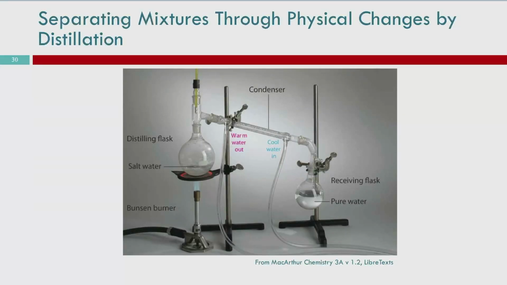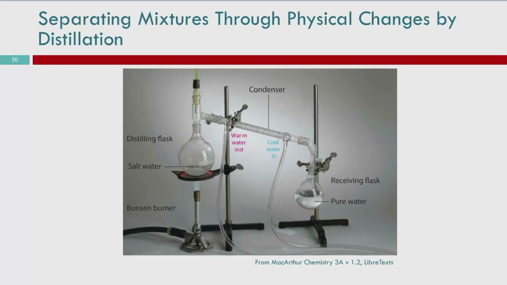Okay, last class we left off. We talked about physical properties, chemical properties, physical changes, chemical changes. In a physical change, the chemical does not change. It's the same chemical before and after. So things like phase changes, things like cutting something, breaking it into smaller pieces, those are examples of physical changes.